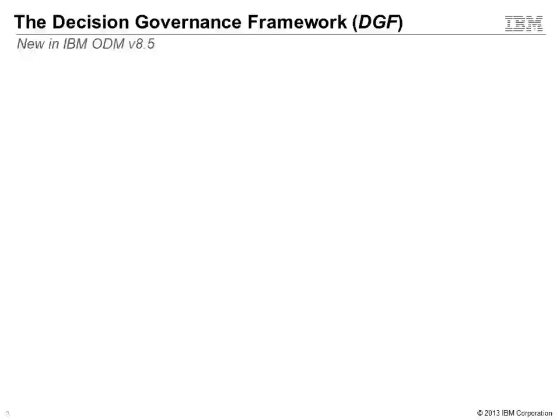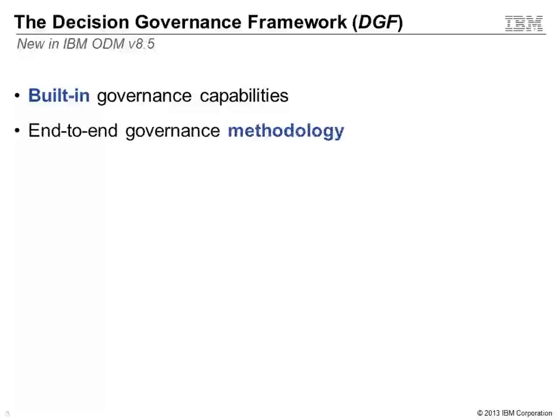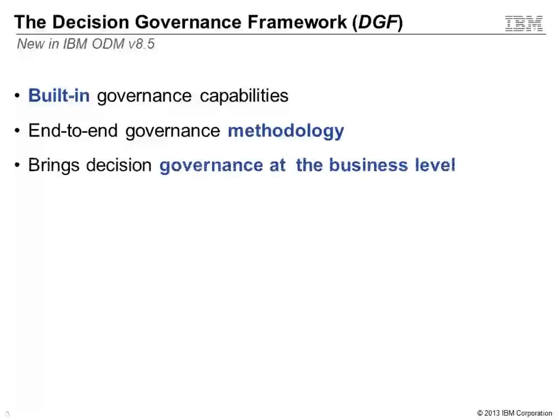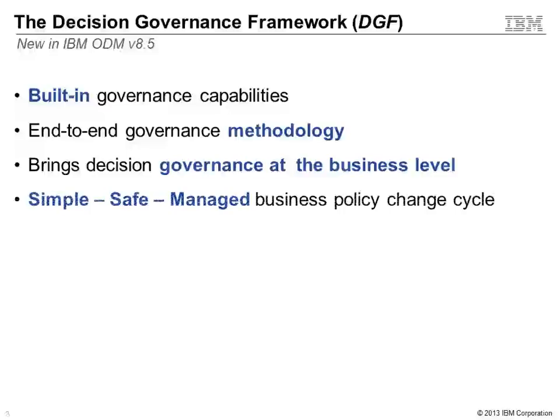The new release of IBM ODM version 8.5 introduces the Decision Governance Framework. This new framework is a built-in capability of the Decision Center, supporting an end-to-end governance methodology. At any step of the decision update process, business users perform policy updates in a secure, reliable, and traceable governance flow. Through the Decision Governance Framework, business policy updates are simple, safe, and managed.